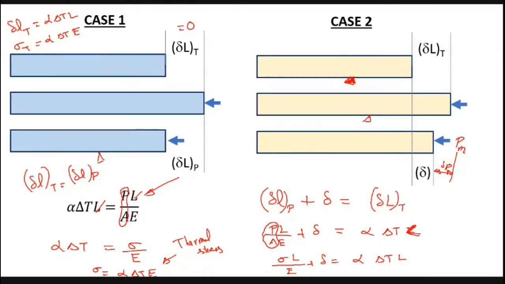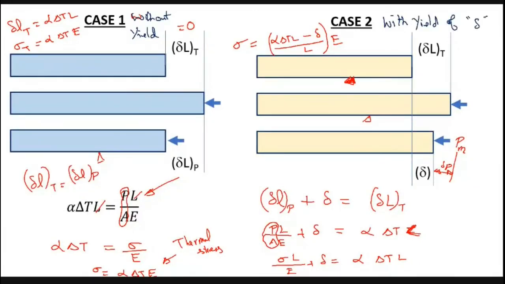So I need the stress. What is my stress value? My stress is equal to alpha del T L minus whatever is left out, the deflection del, divided by L into E. So I am getting a formula like this. I call case 1 without yield, and this is with yield of del. With yield means there is a gap.